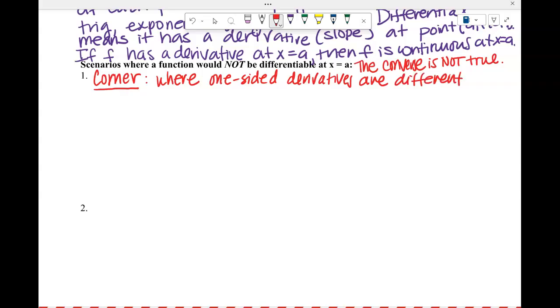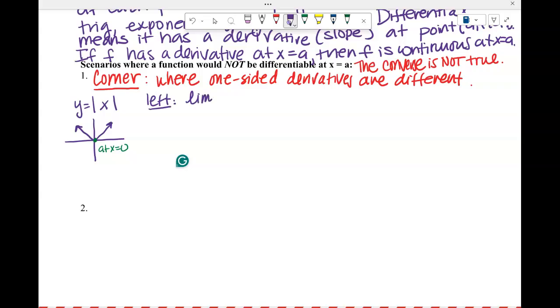Okay, here we go. I'm going to give us an example. We're going to start with the basic parent function, the absolute value. As you can tell, this is going to be a V shape. And a V shape, we know the problem location is going to be at x equals 0. So let's talk about the one-sided derivative. We can start with the left side derivative.